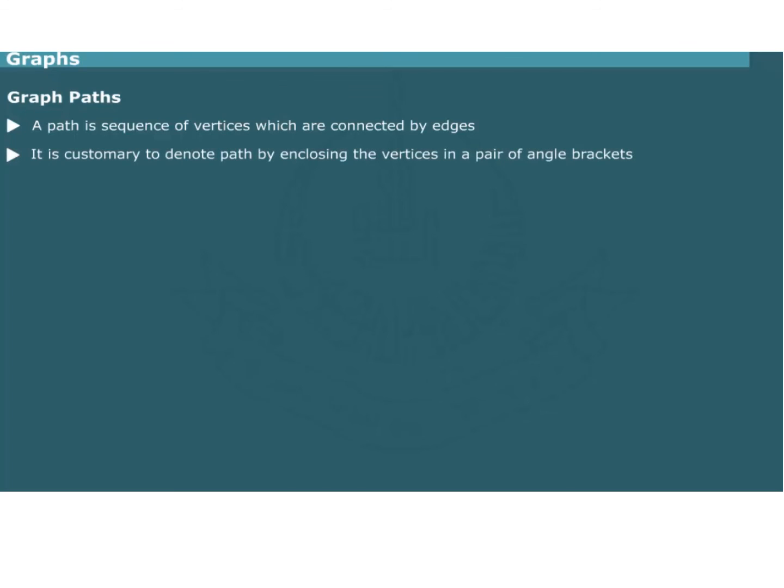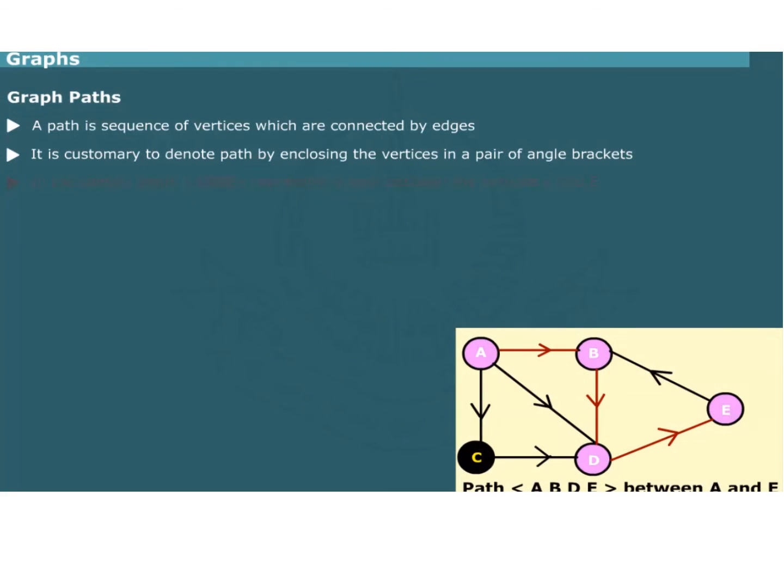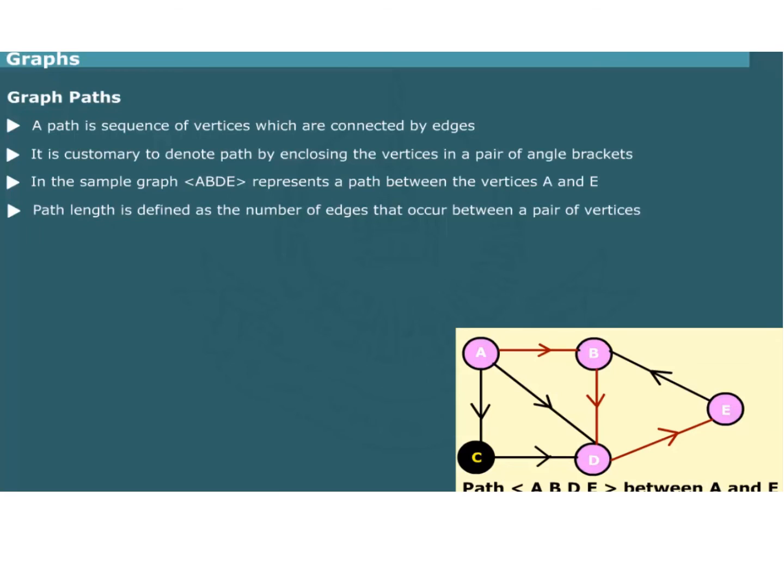Graph paths. A path between a pair of vertices is a sequence of vertices in the graph which are connected by successive edges. We can denote the path by enclosing the list of vertices in a pair of angle brackets. For example, in the figure, <ABDE> represents a path between the vertex A and E. The length of a path is the number of edges that occur along the path. For example, the length of path ABDE is 3.